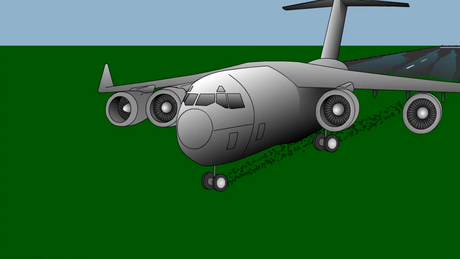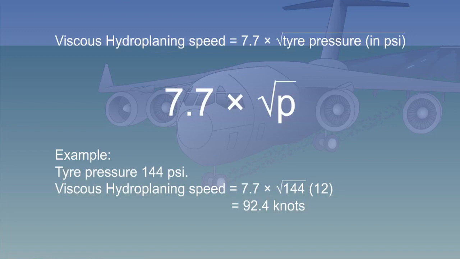Viscous hydroplaning occurs when a wheel locks up on a smooth surface covered by a thin film of moisture, where typically on landing, a wheel may skid or lock up, spin up, thus affecting braking and directional control. The ground speed in knots at which viscous hydroplaning speed occurs for a non-rotating tyre can be calculated by the formula 7.7 times the square root of P, where P is the pressure of main wheels in pounds per square inch.